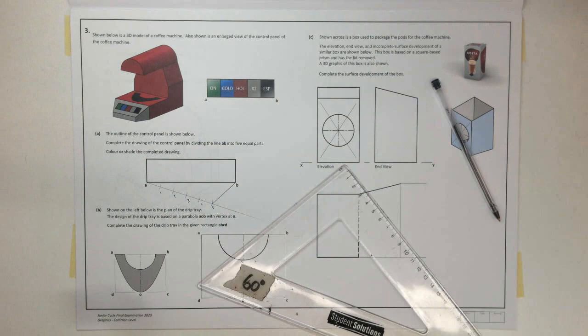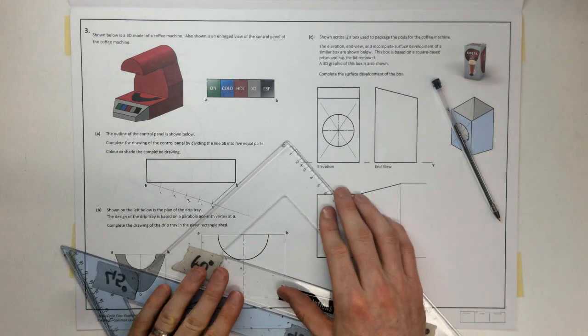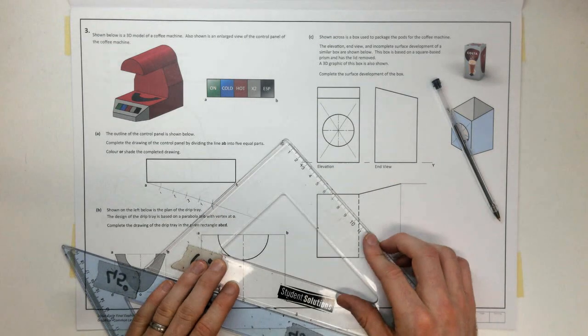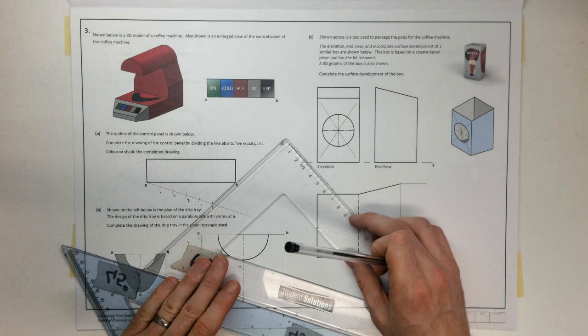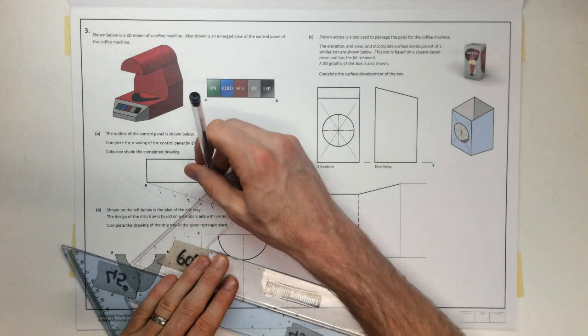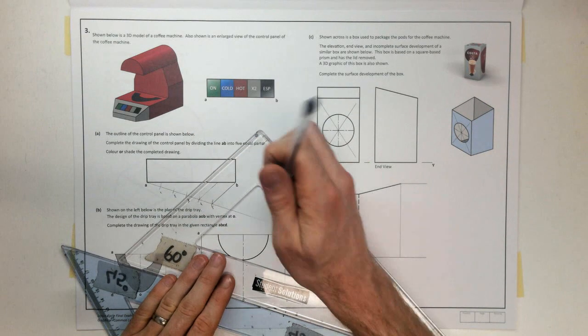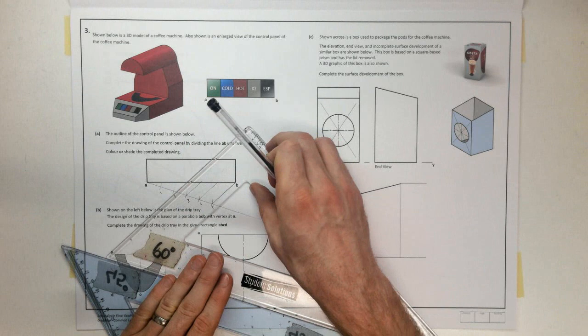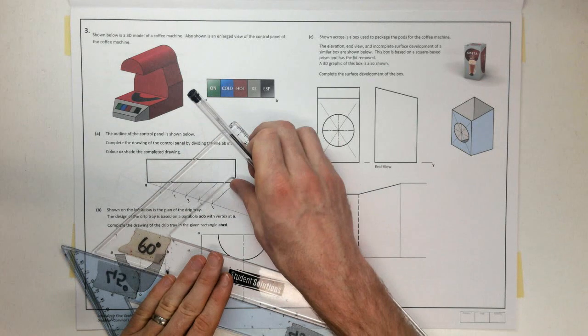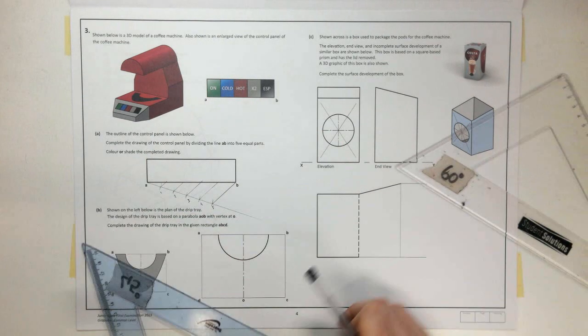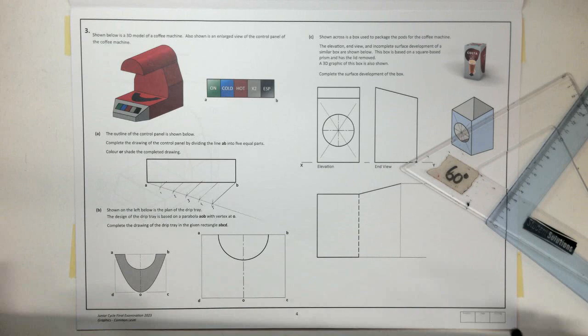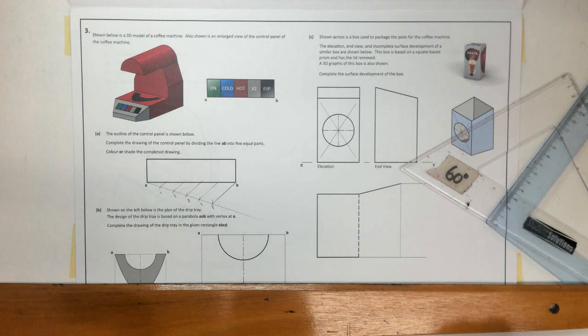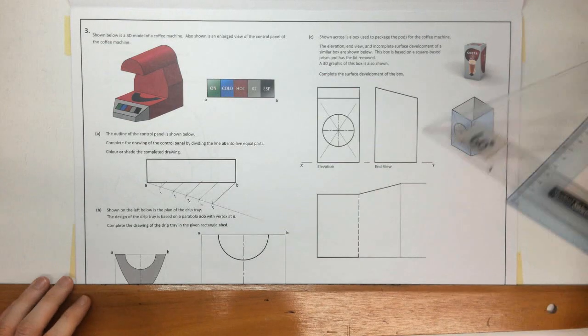Okay, so that's the important line that I need, because every line now will be parallel to it. So using sliding set squares, slide back to 4, 3, and 1. Okay, so I've divided line AB into 5 equal parts, but we want to draw our control panel.